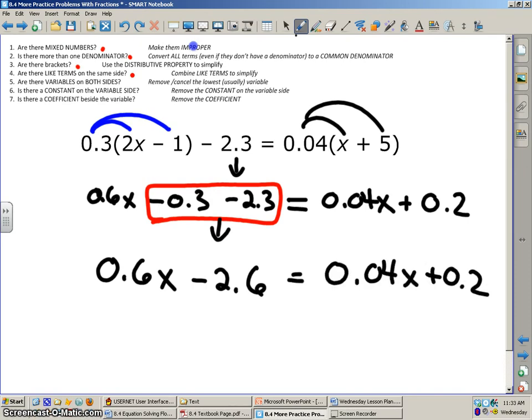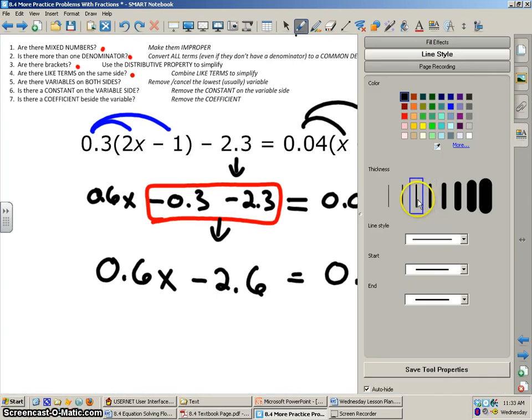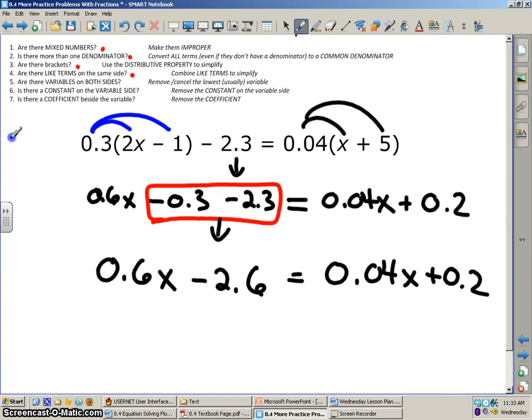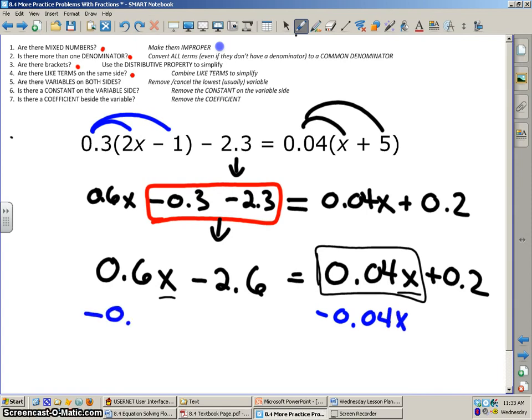From there, we're pretty good. It's going to look very similar to what we've seen from step 5. We have variables on both sides. We do here and here. I'm going to try and pick the lowest one to get rid of. That would be here. And I'd use a negative to cancel that out. So a negative 0.4x. And I'd use a negative 0.04x over there. Right? And then we just sort of carry on from there.